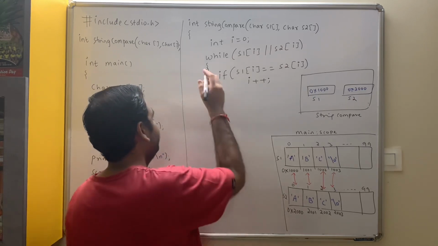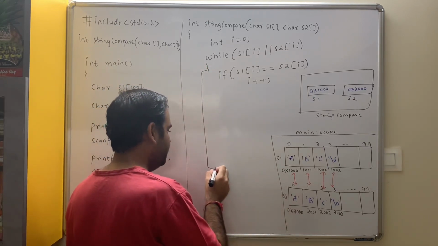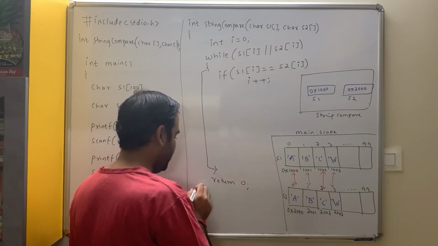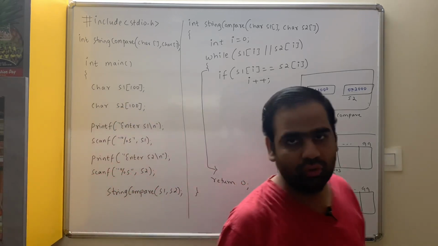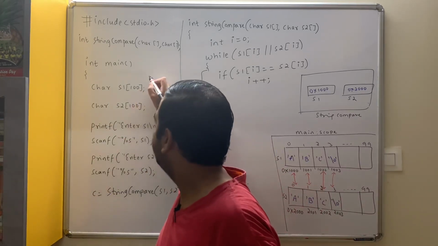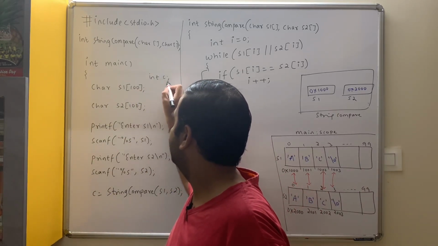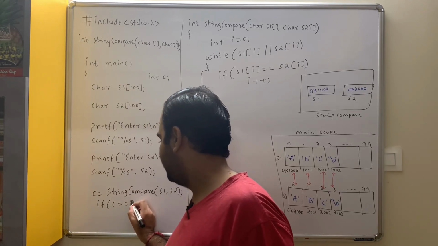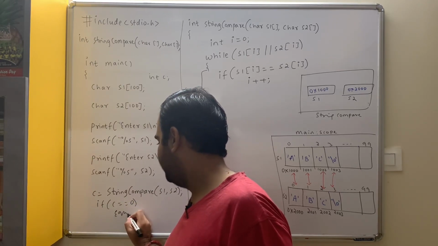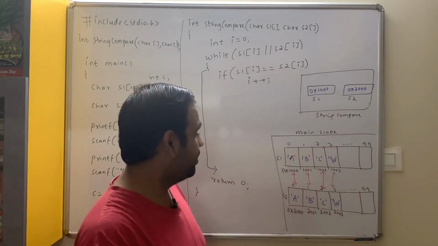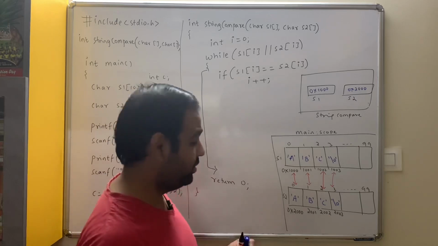That means we come out of this loop and we know that the two strings are equal, and if two strings are equal, we return 0. We return 0 to the point from wherever it is called. This is C, and I write here int C, and we check if the value of C is equal 0, printf strings are equal. Now let's take another example and see how the strings work.